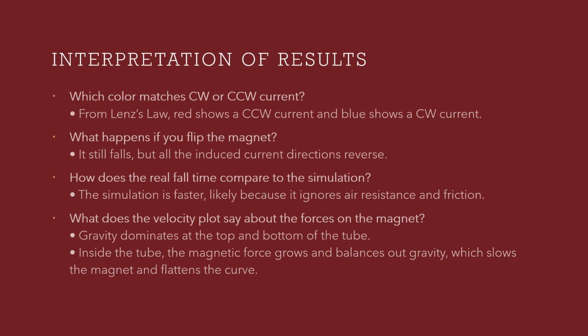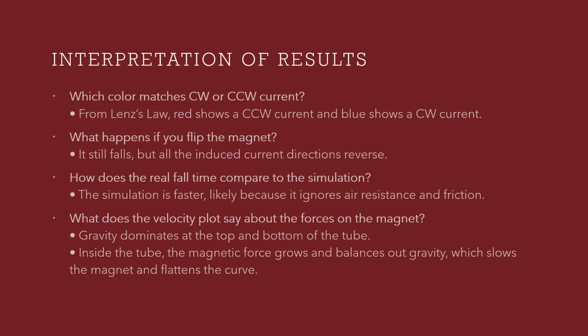So here's the interpretation of the results. From Lenz's law, red shows a counterclockwise current, and blue shows a clockwise current. What happens if you were to flip the magnet? It would still fall, but the induced current directions would reverse. How does this real fall time compare to the simulation? The simulation is faster, likely because our dipole moment was off, but also because it ignores air resistance and friction.